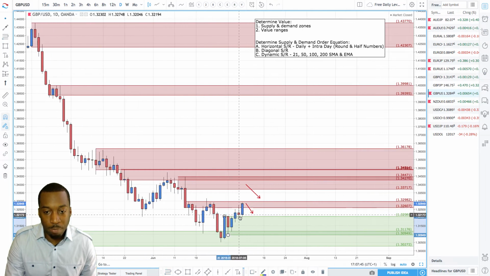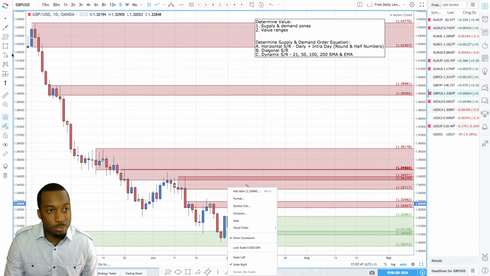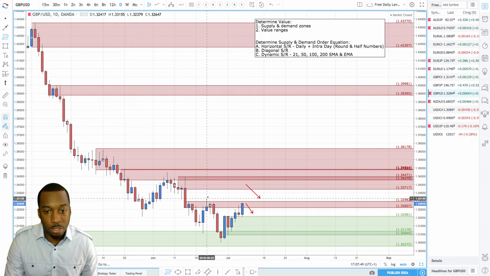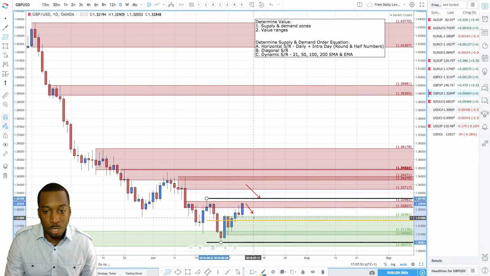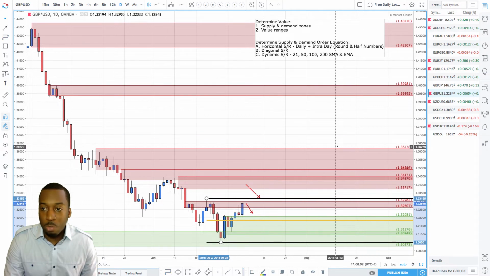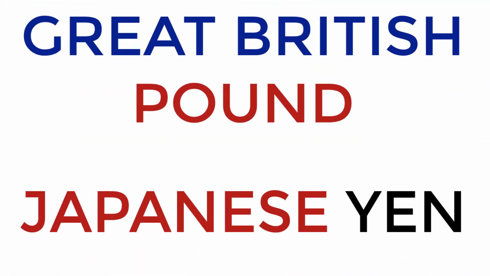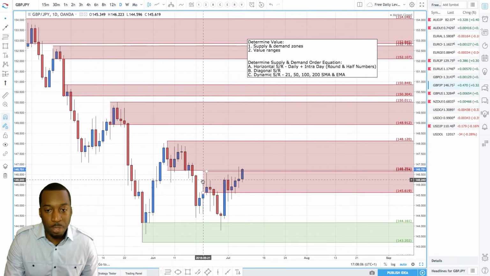It starts to look a bit tight, but if you put the value range on here, this will be fair value. If you're looking to be a buyer, you want to buy below fair value, in a cheap area. So anyway, moving on to the pound yen.